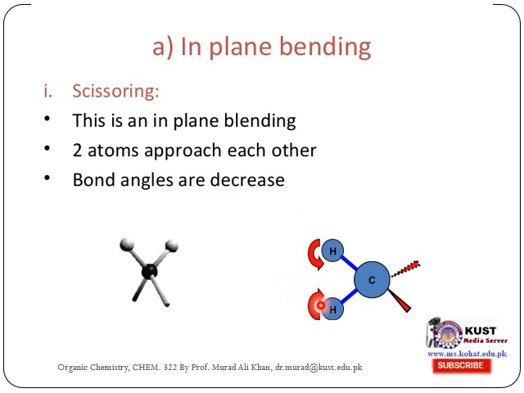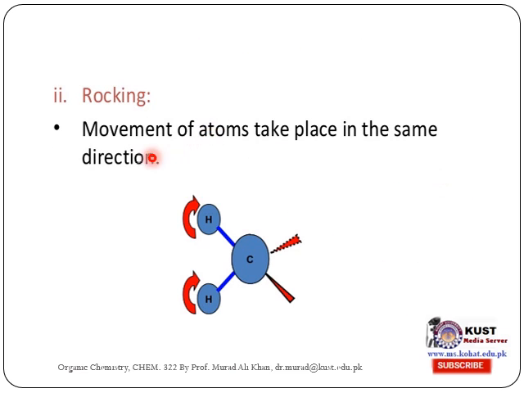The two atoms approach each other simultaneously, at the same time, and the bond angles are decreased. Rocking: the bond movements take place in the same direction. They will be moving in the same direction at the same time, either left or right. So this type of movement creates the rocking molecular motion.